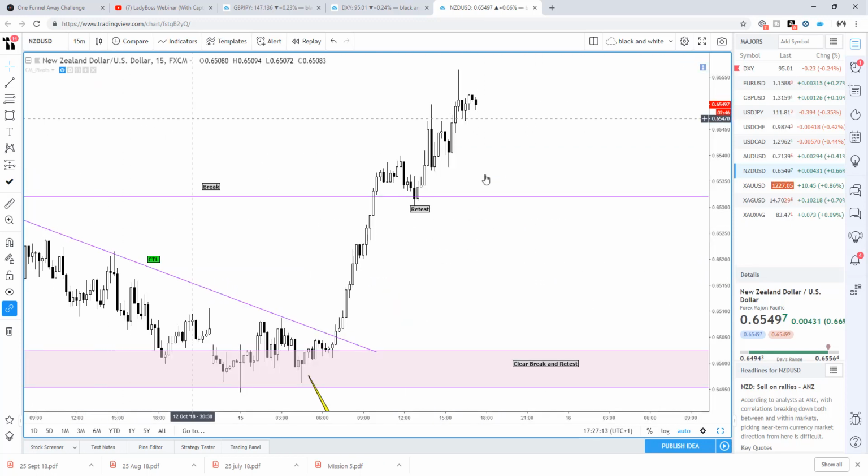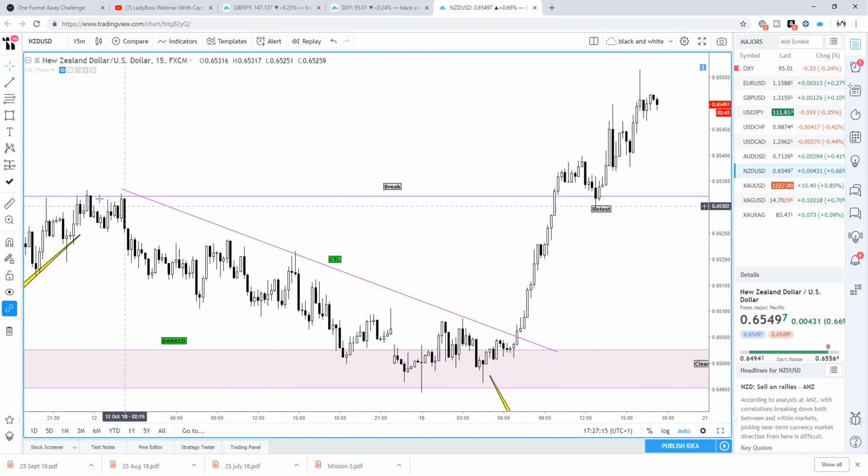I'll just drop down, show you what we did, which was clear resistance. We broke out, we've retested, and you can see the nice return we've had on this so far. Whether you want to take profit out right now or not, that's down to your personal rules.